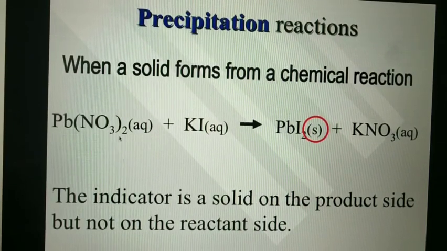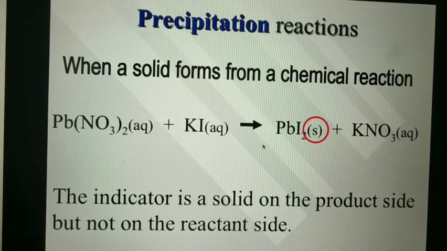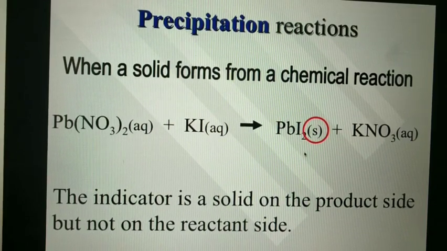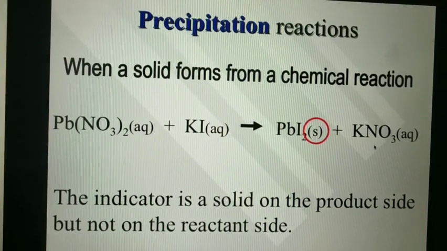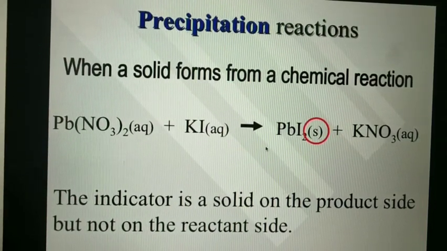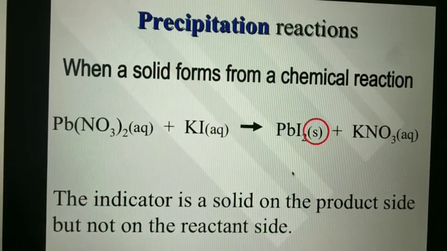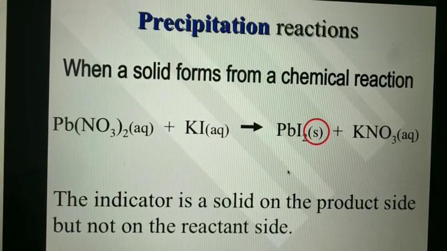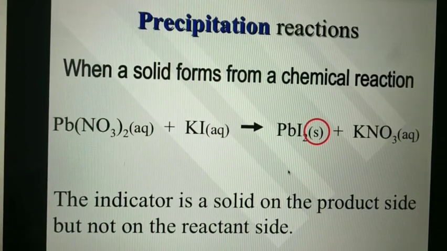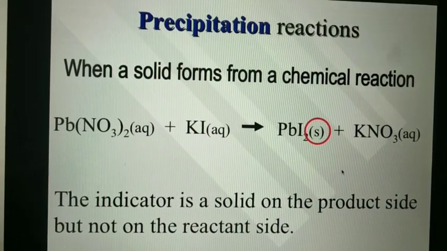If you add these two aqueous solutions, then you will get one insoluble solid substance, that is PbI2, lead iodide, and KNO3, which is aqueous. So this PbI2 is insoluble, this is a precipitate. This insoluble substance is thrown out of the solution as a solid and we call it precipitate, and hence it is a precipitation reaction.